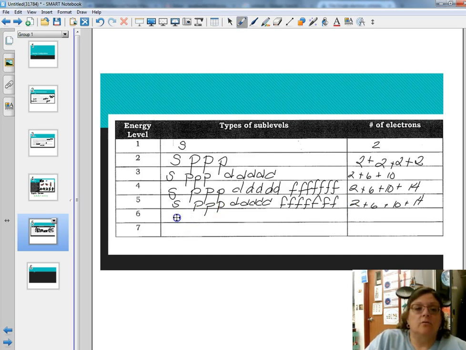The sixth energy level would be the same, and it would have an H orbital, and the seventh would have an I orbital. But for our purposes, you're only going to ever see these guys used. We're not even going to see F orbitals used in the 7th energy level.